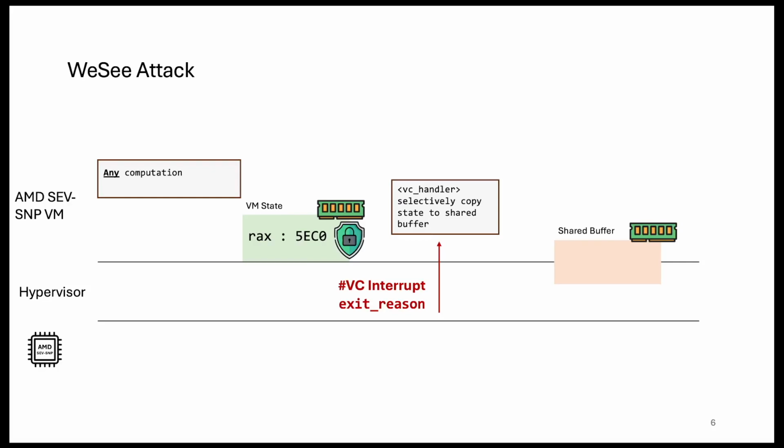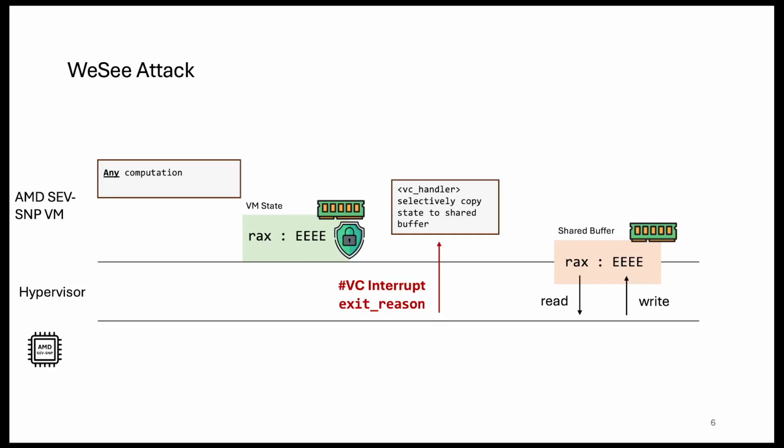Now you might ask, how does this impact the security of the VM? Consider this example where the application has stored some secret value in RAX. If the hypervisor injects the WeSee with the right exit reason at this point, as we saw earlier, the WeSee handler will copy the RAX value into the shared buffer. This is bad. The hypervisor can now read the secret value, compromising the confidentiality of the SEV-SNP VM. But the hypervisor can do something worse. It can also change this value. And the WeSee handler will copy this back into the application.